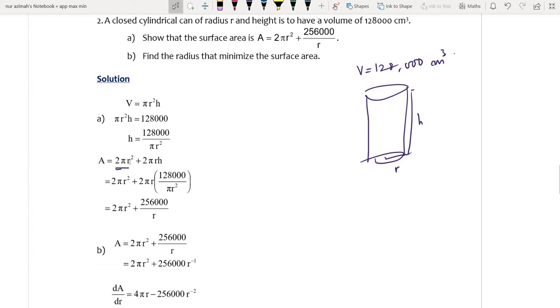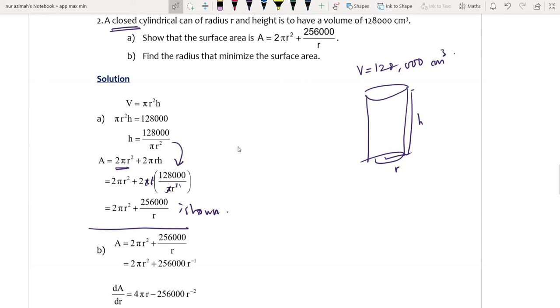Note that we use 2 pi r squared because this is a closed cylindrical can. If it is an open cylindrical can, that means here will only be pi r squared. Take note of that. Next, in 2 pi r squared plus 2 pi r h, we substitute the equation for h, and hence we have A equal to 2 pi r squared plus 256,000 over r. After we simplify this equation, that means cancel out pi r, so this has been shown.